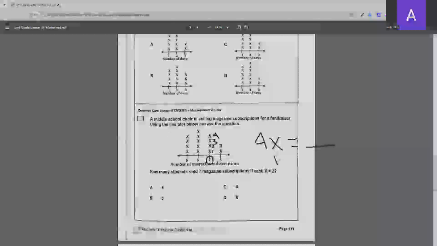And we know that X equals 2. So to get from X to 4X, what do we do? We have to multiply by 4. That means we have to do the same on the other side with the 2. And to get the missing number, we multiply by 4 as well to get us 8. So our answer is D, 8.